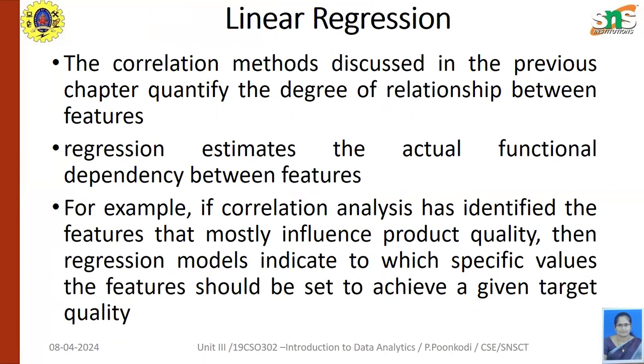First we will discuss linear regression. Linear regression is a correlation method to quantify the degree of relationship between features. This regression will estimate the actual functional dependencies between the features or objects. For example, consider that the correlation analysis has identified the features that mostly influence the product quality. Then the regression model is used to indicate which specific value the feature should be set to, to achieve a given target quality.